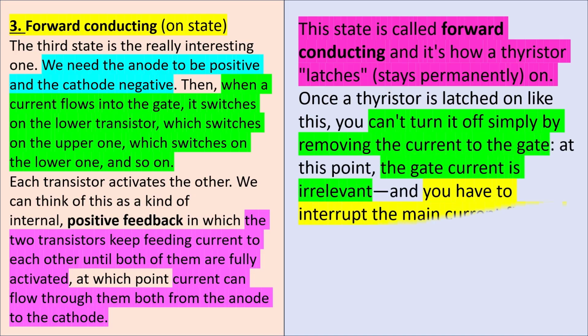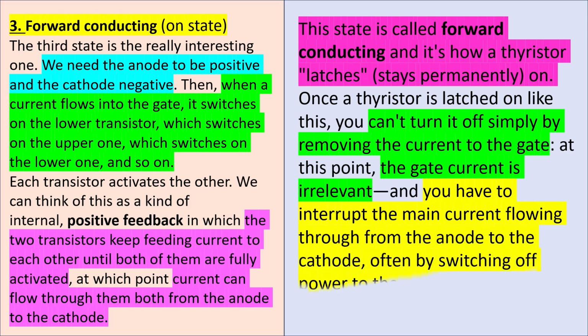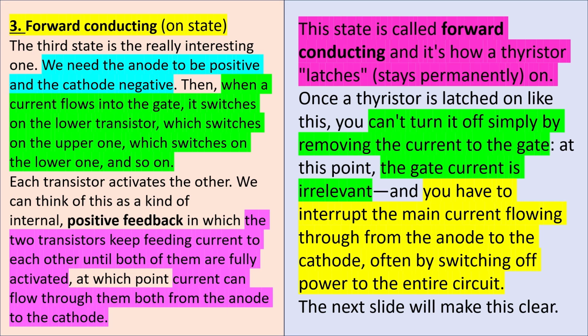This state is called forward conducting, and it's how a thyristor latches, or stays permanently on. Once a thyristor is latched on like this, you can't turn it off simply by removing the current to the gate. At this point, the gate current is irrelevant, and you have to interrupt the main current flowing through from the anode to the cathode, often by switching off the power to the entire circuit. This slide will explain how it works.